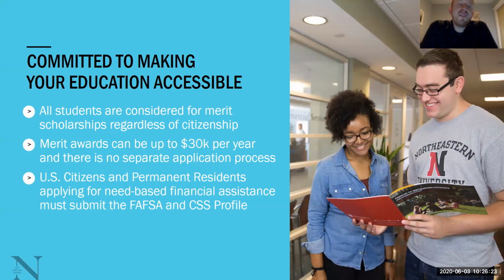So in terms of making Northeastern accessible, we also want students to be aware of the fact that we do award financial aid, need-based and merit-based scholarships, depending on citizenship. U.S. citizens and permanent residents are eligible to apply for need-based financial assistance as long as they submit the FAFSA and the CSS profile. Whereas non-US citizens or international students are going to be eligible for merit-based scholarships that can be as high as $30,000 per year. And there's no separate application process. We consider each and every student for a scholarship when we're evaluating your application.